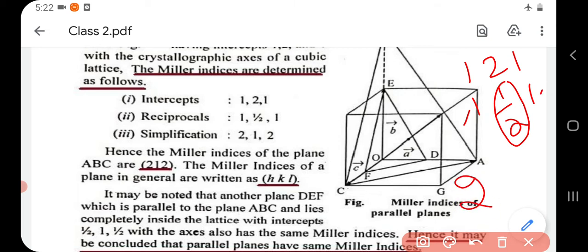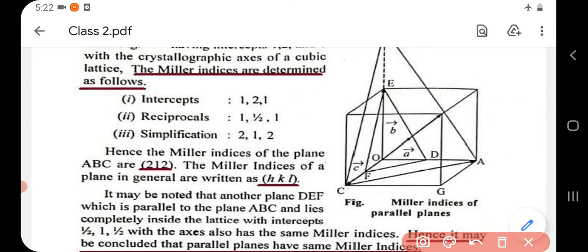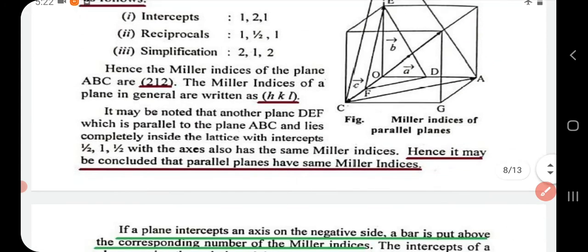On multiplying half with the 2, it will be 1, and multiplying 1 with the 2, it will be 2. So 2, 1, 2. This is how you get the Miller indices. Okay. Now you will be asked to define Miller indices, and you will be asked to write the steps involved in determining the Miller indices, and sometimes they will give the intercepts and you will be asked to find the Miller indices. Okay, so this is a possible question. So study this Miller indices part very well.